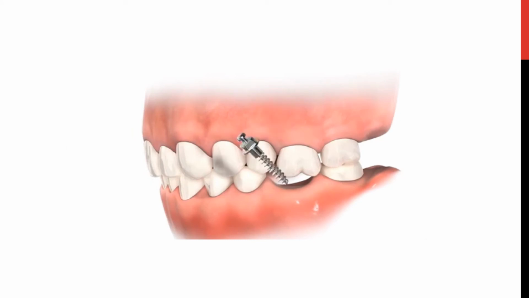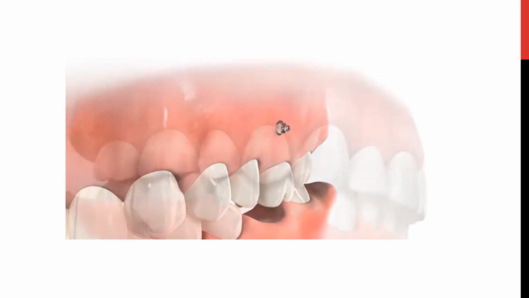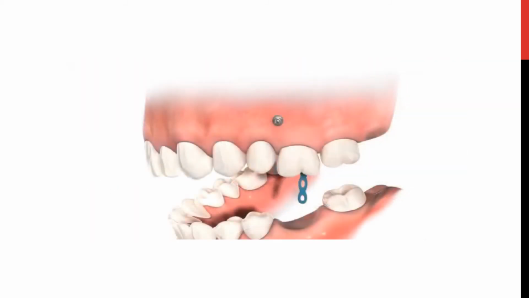This is another use of mini screw for the intrusion of molars. Anesthesia, then driving the mini screw in. For intrusion of molars, we need to do both buccal and palatal mini screws. Then we can simply extend a power chain and the molar will be intruded.